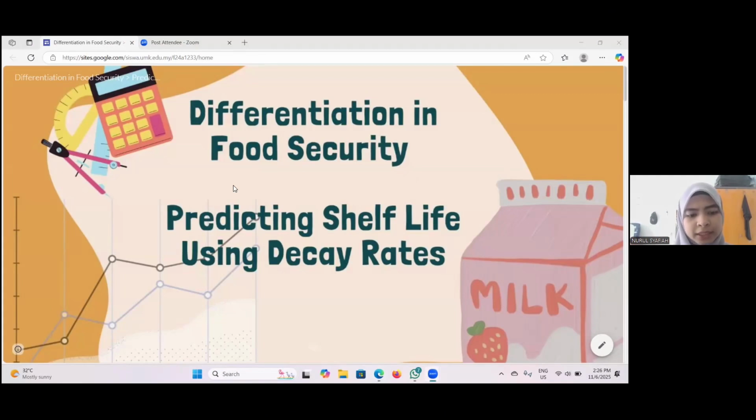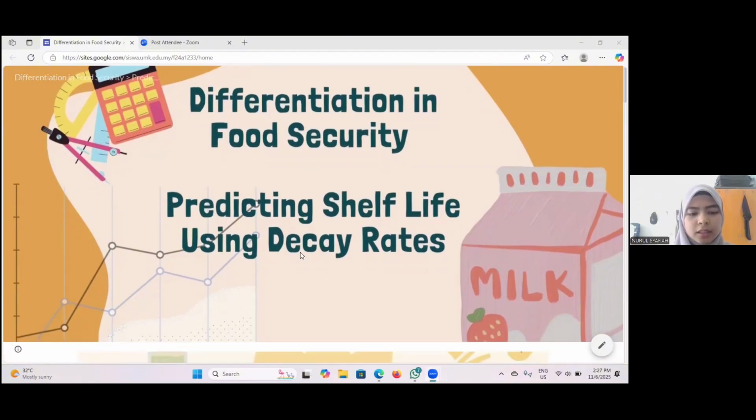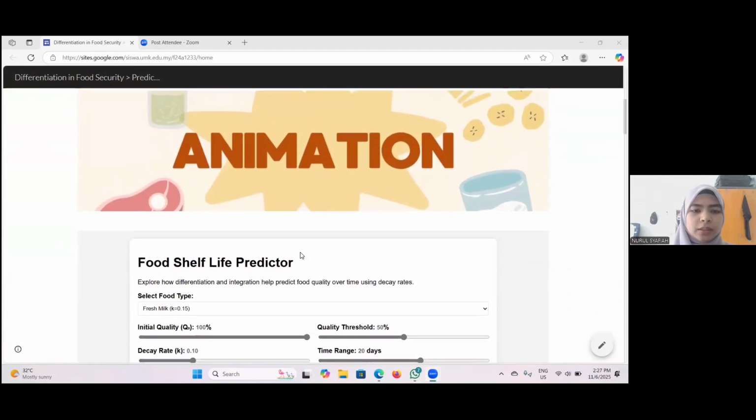Next is my turn to present my website. As everyone knows, the title that we got is Differentiation in Food Security, Predicting Shelf Life Using Decay Rate. First, animations.